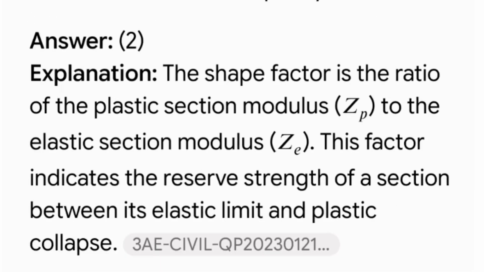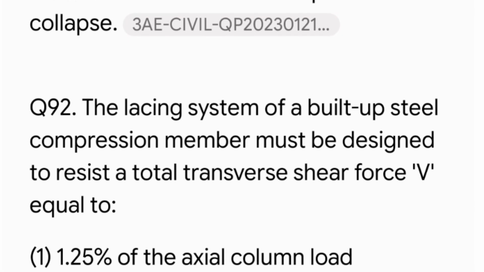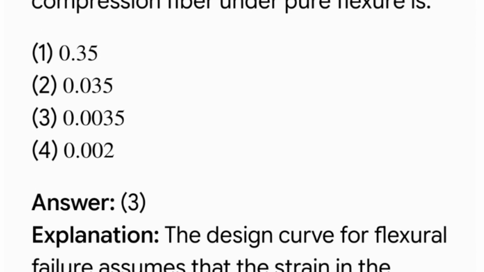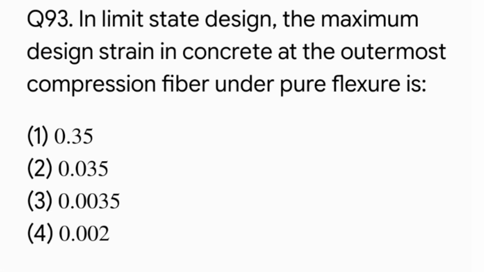Next question. The lacing system of a built-up steel compression member must be designed to resist the total transverse shear force V equal to. Correct answer option 4, 2.5% of the axial column load. Next question. In limit state design, the maximum design strain in concrete at the outermost compression fiber under a pure compression is. Correct answer option 3, 0.0035.